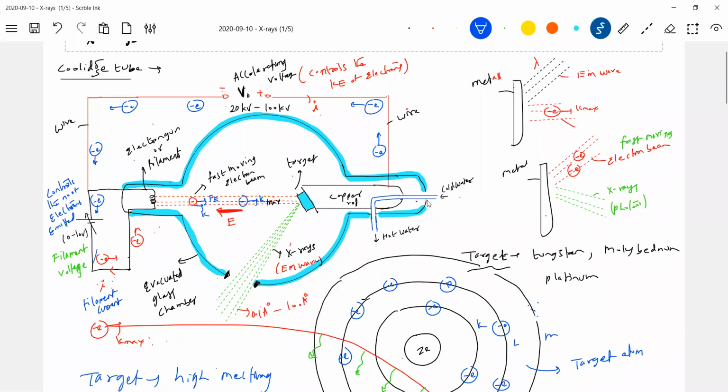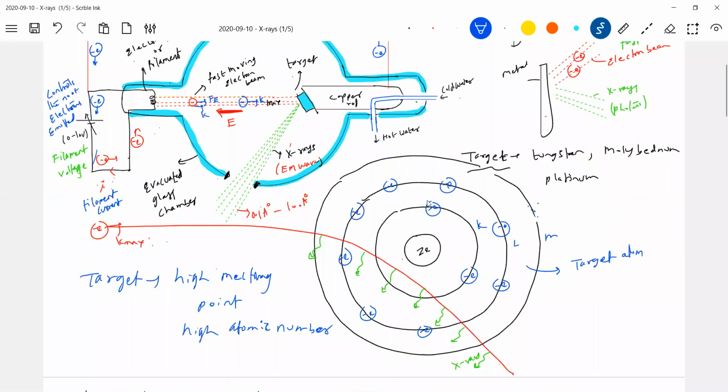But sir, you said 90% heat is generated. Yes, I'm not bothered about that heat, so I can control that efficiency. But altogether, the energy of the electron beam, 90% will be lost as heat. Only 10% will be converted into X-rays here. That is enough for me.